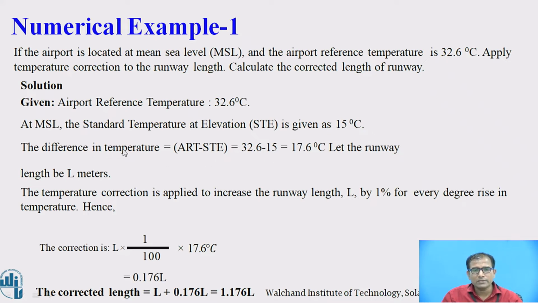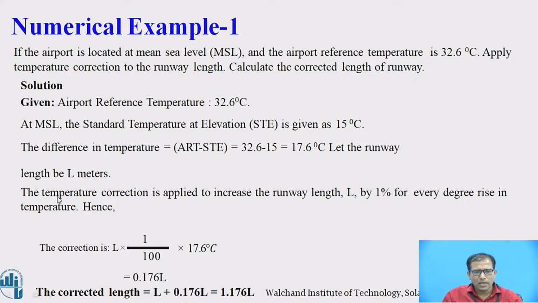And what is the difference in temperature? ART minus the standard temperature at the elevation of mean sea level. That is 32.6 minus 15 degrees. So 17.6 degrees is the difference in temperature. Here the original basic runway length is not given, so let us assume that the basic runway length is L meters.